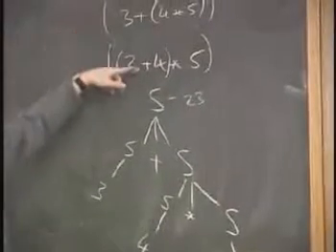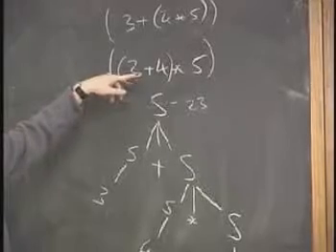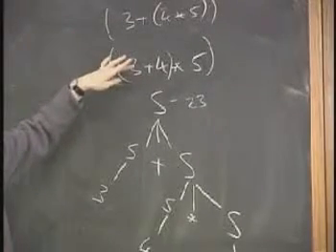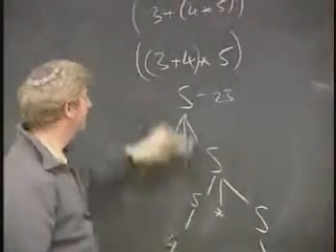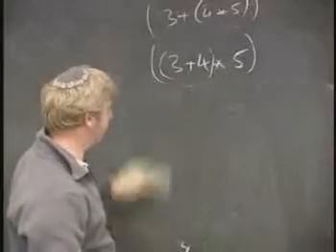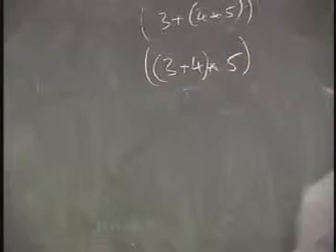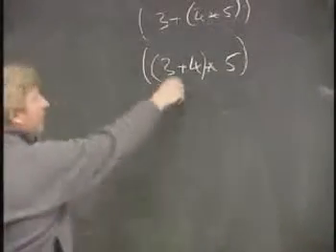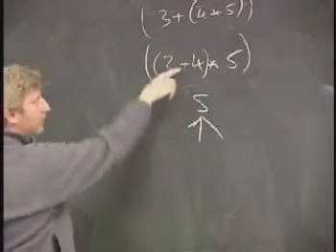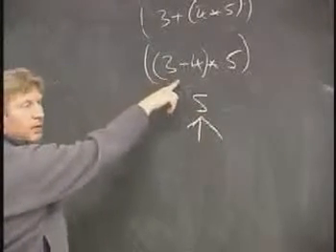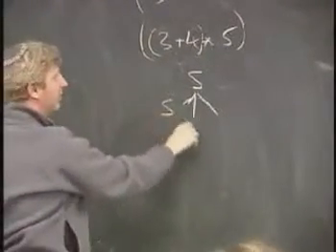Both of these strings have parse trees. They have unique parse trees, each one. They're the same, though, aren't they, as the ones that you did before? Let's look at it. Right, the parse trees will be essentially the same. But let's look at the parse tree for this one. What's the first one we're going to do? S times S, because that's the outer one, right? Yeah. So S times S.